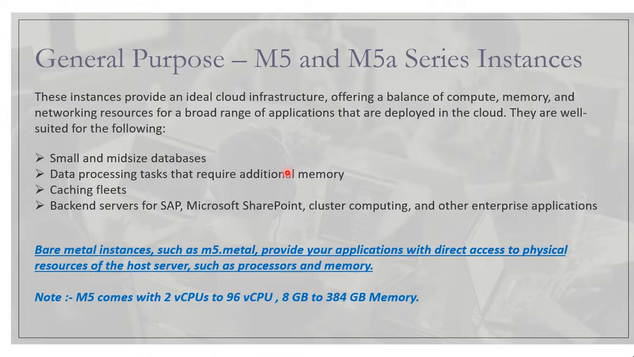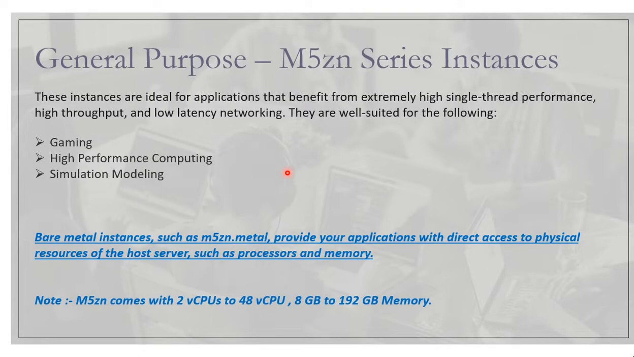And M5 comes with this, they start with 2 virtual CPUs till 96 virtual CPUs, and memory 8 GB to 384 gigabyte memory. Look at the virtual CPUs, right? So it comes with 96 virtual CPUs. So please remember one thing, right? Whenever you want to choose these high-end instances, please look at the pricing also, right? It is always good to look at pricing, and not only choose those instances. Otherwise, if you forget to terminate or stop those instances, you will get charged for that.